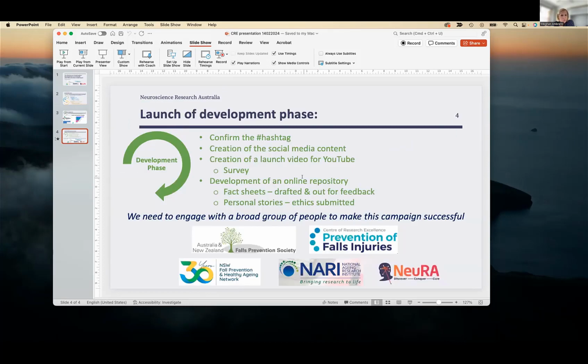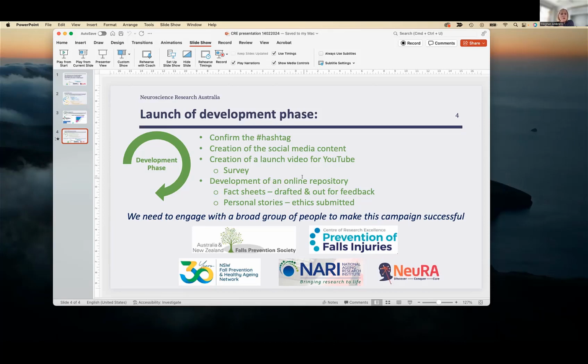Today, we're officially launching this development phase. The phase will involve these things. We need to confirm that the hashtag #NoFalls would be something that we would use for the duration of the campaign. We need to create content used for the campaign and also create a launch video. We need to finalise some fact sheets that have been drafted in line with the falls guidelines, and they've started the process of consumer feedback with them.